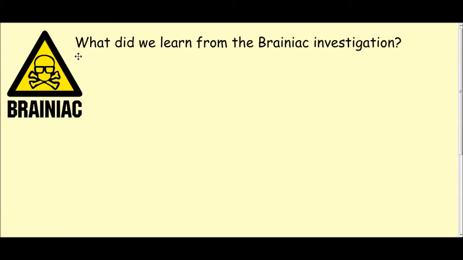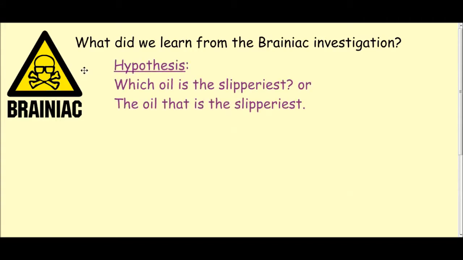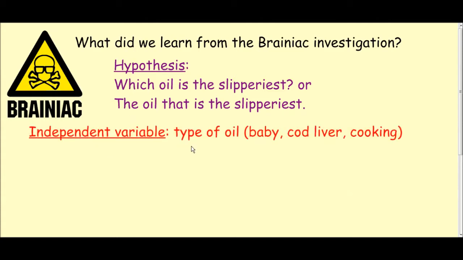All right, what did we learn from the Brainiac investigation? Well, first of all, the hypothesis. You could have stated that as either which oil is the slipperiest, in the form of a question, or in the form of a statement, the oil that is the slipperiest. What was the independent variable? What was the one thing that they changed? Well, it was a type of oil. Remember, there may have been 3 oils, but the one thing they changed was which type of oil they used.